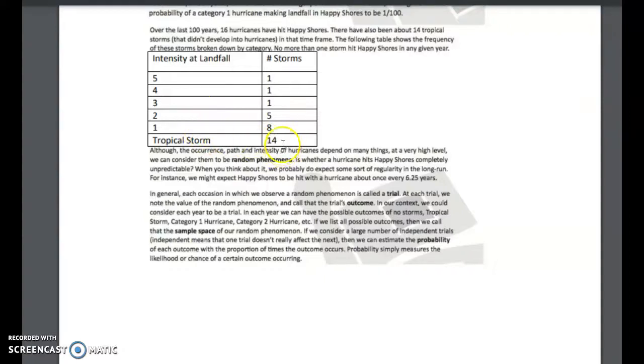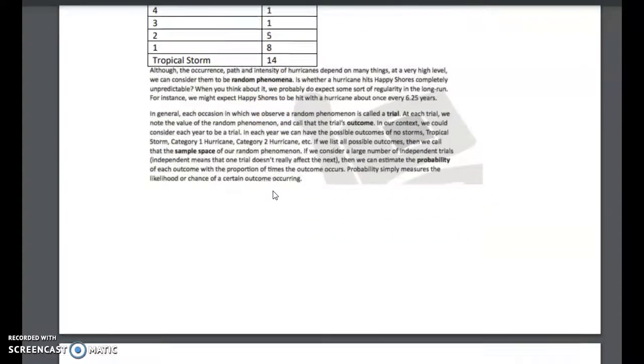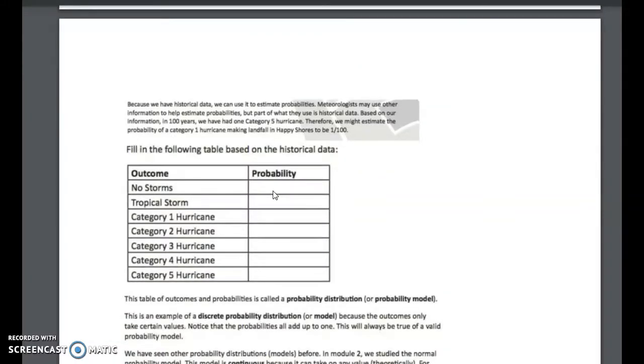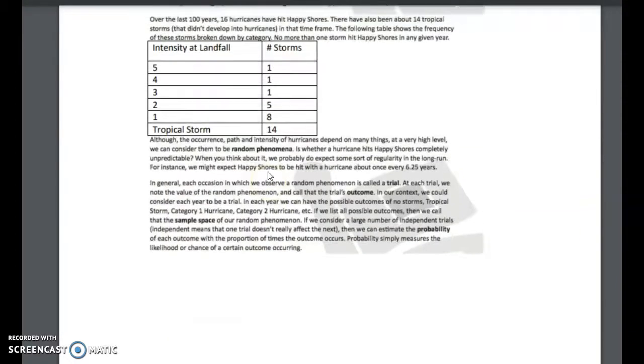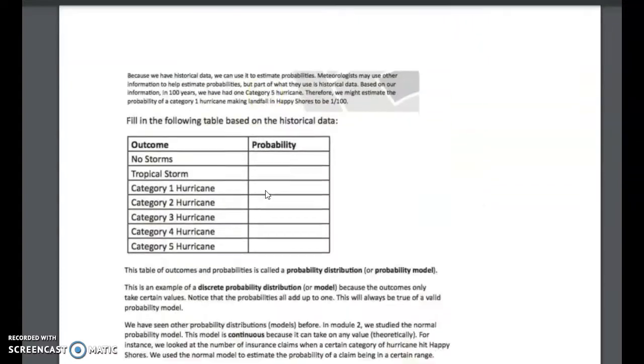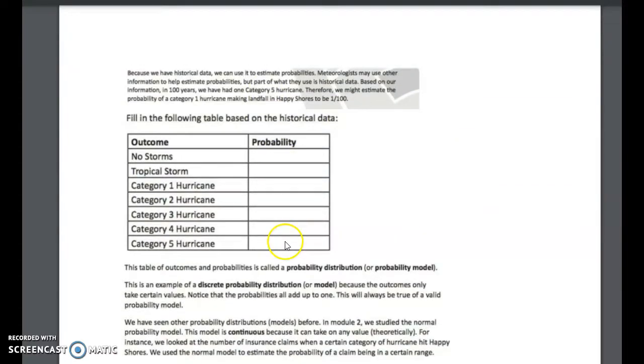Okay. The next part says these are all the hurricanes and their strengths at landfall. So most of the storms you can see were tropical storms. Only one of the storms was a Category 5. So what's the probability, right? You look at the total number of storms, which I think is 40, if I remember correctly. 20, no, 30. And so 1 out of 30 was a Category 5 hurricane, right?